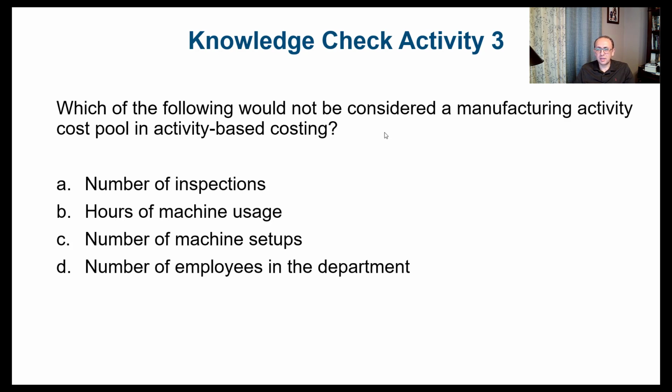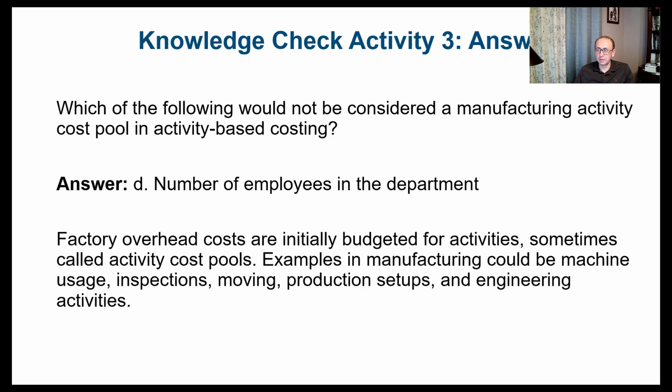Now we never use that, and I don't think it's a good activity cost pool, because we want it to be an activity, and employees in the department is not considered to be an activity. It's just a pure number. So the right answer, or the wrong answer in this case, is the number of employees in the department.